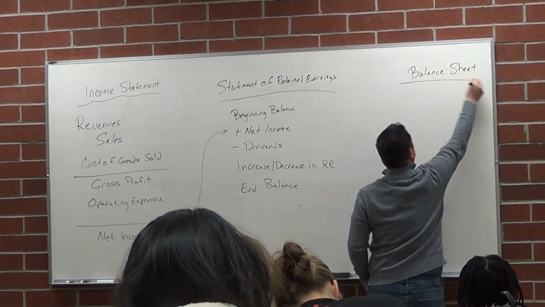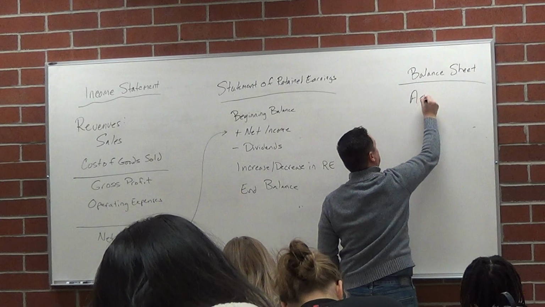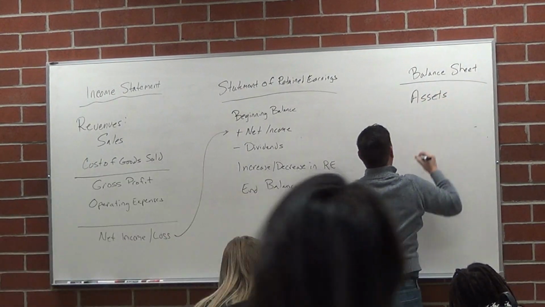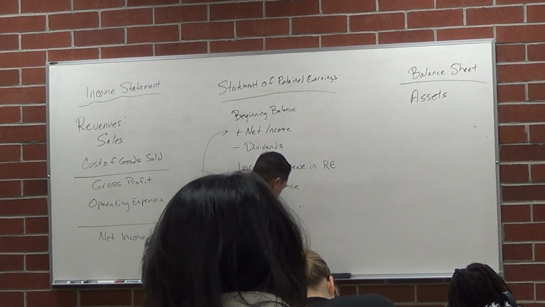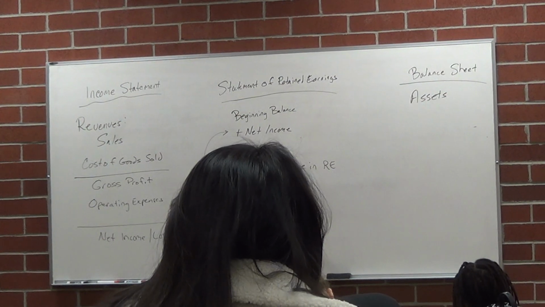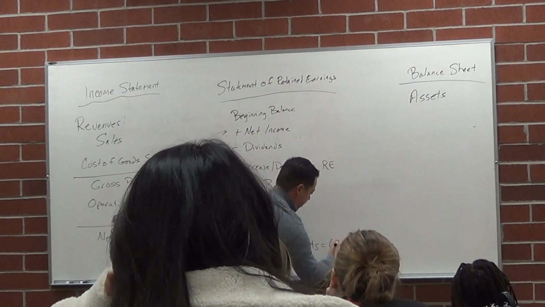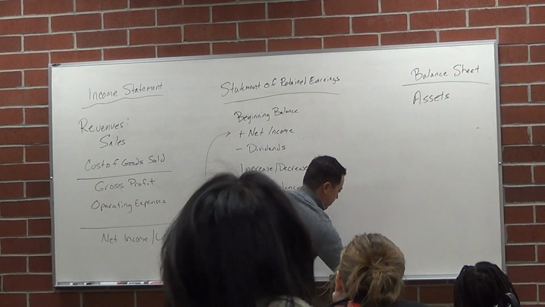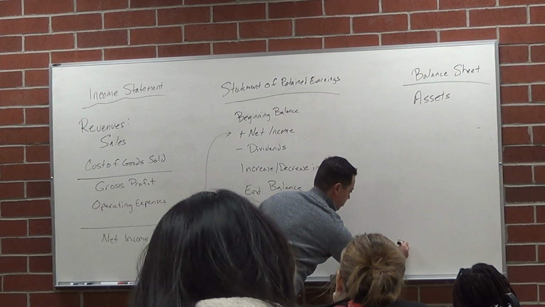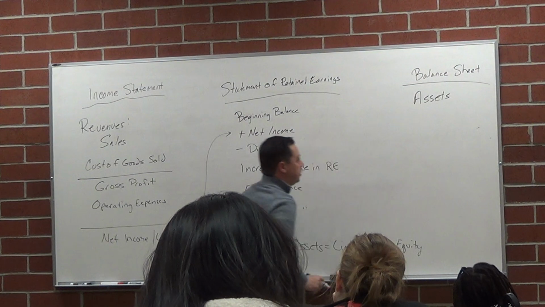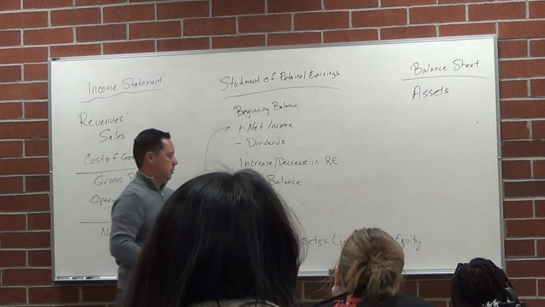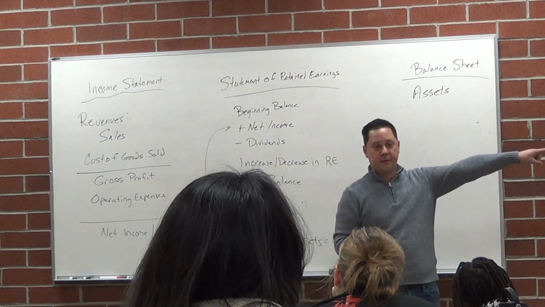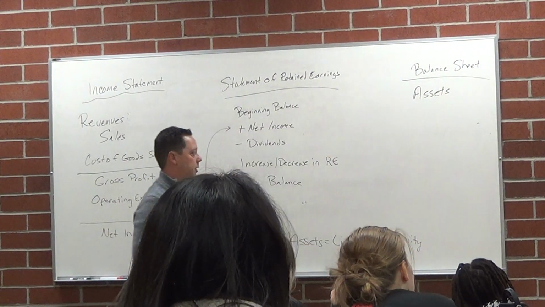All right. The first thing on the balance sheet is assets. And remember the accounting equation? We'll put it down here. Assets equals liabilities plus owner's equity. So I'm going to start with assets. I'll move over there for your liabilities and owner's equity.